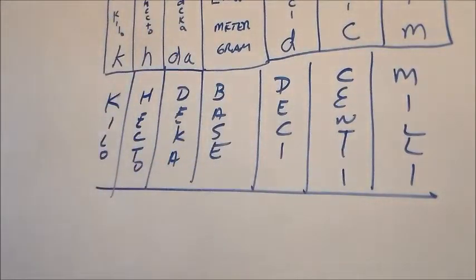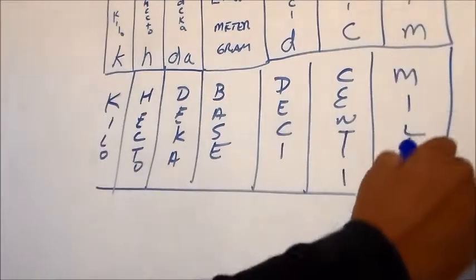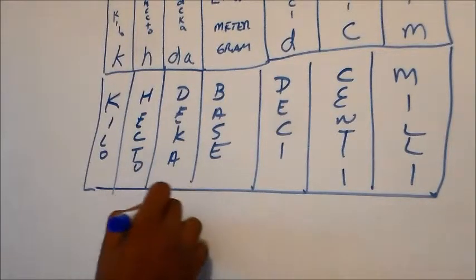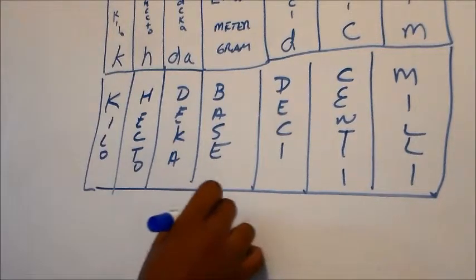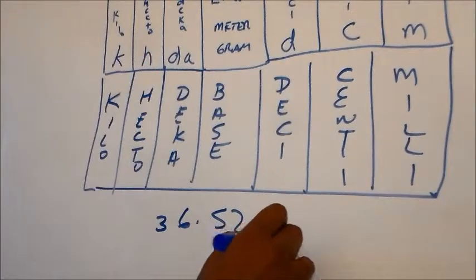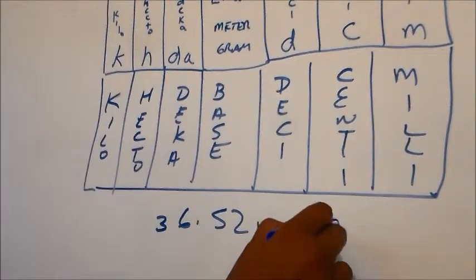So for conversion, these are going to represent decimal spaces, or places, I should say. Alright. So, let's do a conversion. Let's say we want to change 36.52 milligrams to grams.